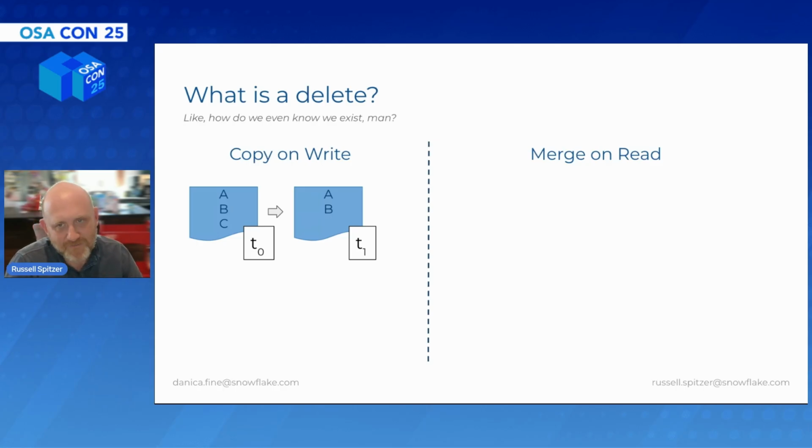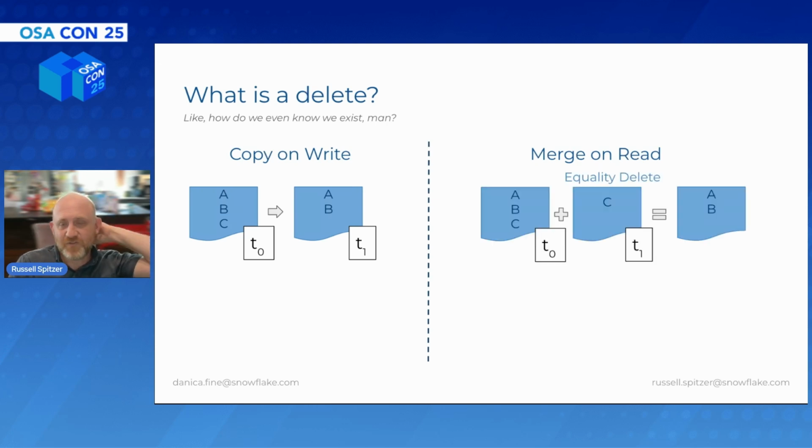V2 of the Apache Iceberg spec added two different ways to accomplish deletes, which don't require deleting that old data file. The first is something called an equality delete. An equality delete basically says, instead of replacing that data file, we're going to add a sister file. This sister file is going to basically just have a list of values which no longer exist. So in this case, if I want to delete C from the file at T sub 0, I add a new file at T sub 1, which just has the value C written down. Then on read, this is the merge on read part, I read both of these files.